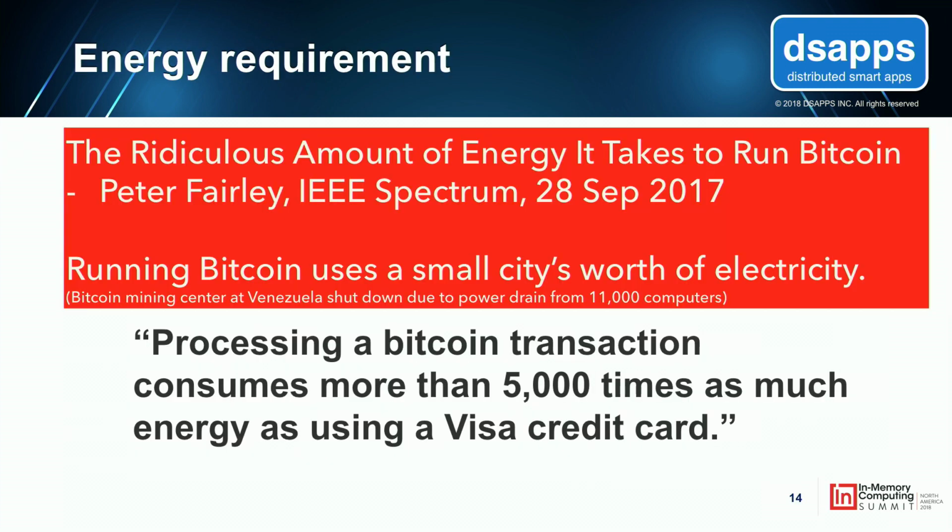So this is the big thing, the energy requirement. A Bitcoin transaction, for example, takes 5,000 times as much as using a Visa credit card. So it's a massive amount of, there's this thing about a small city's worth of electricity. So they actually shut it down. They had these data centers working to mine Bitcoins and so on, and it found so much power is being consumed. So this is one of the bottlenecks.